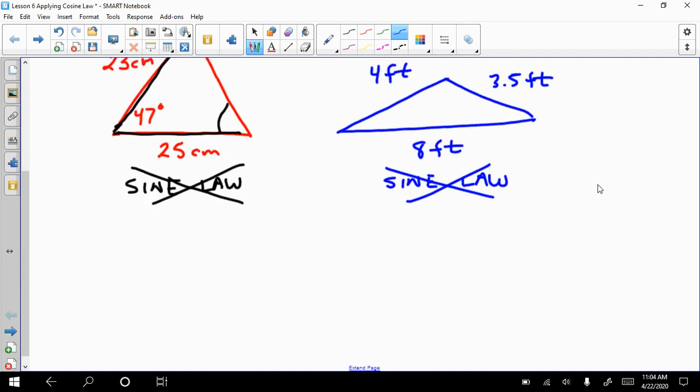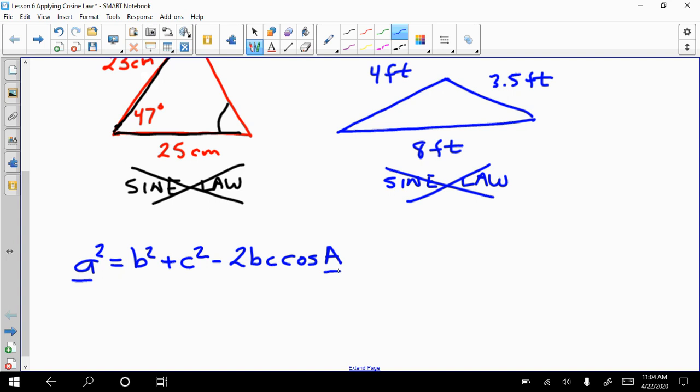And I'll just remind you that cosine law can be written in two ways. If you were trying to solve for a side, you would write it like this. Little a squared is equal to little b squared plus little c squared. Those are all side lengths, minus 2bc cos of angle A. And remember, whatever side you're solving for has got to match the angle that you put at the end. So that's one way of writing it.